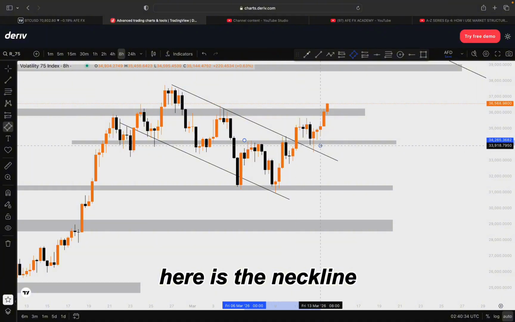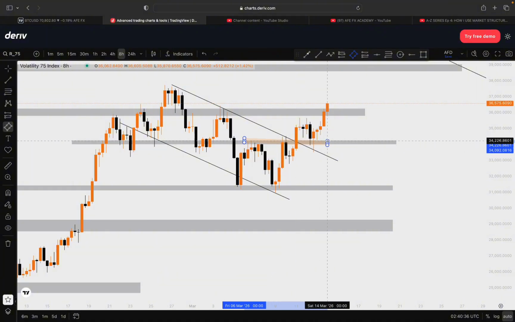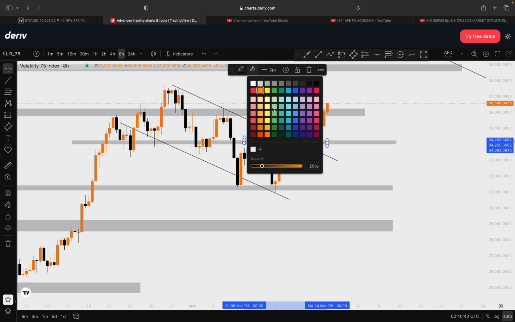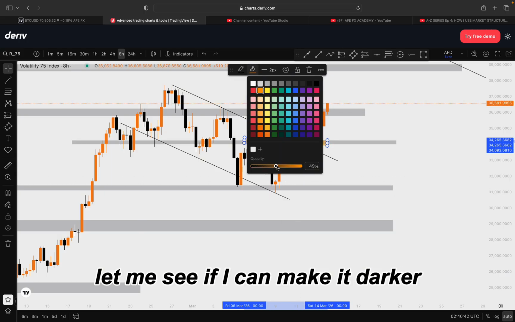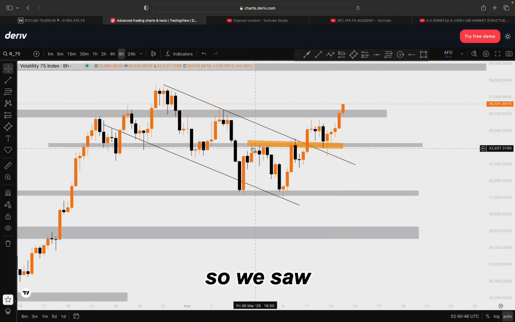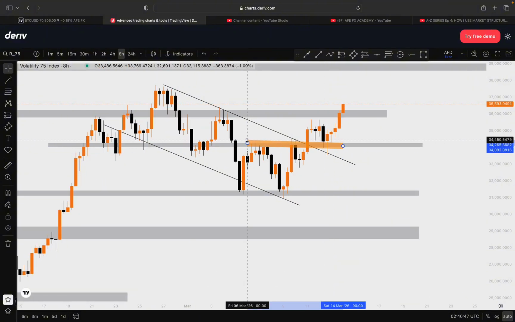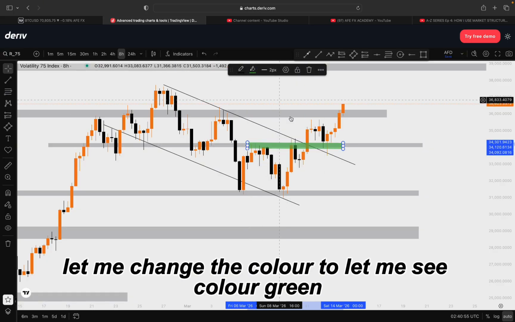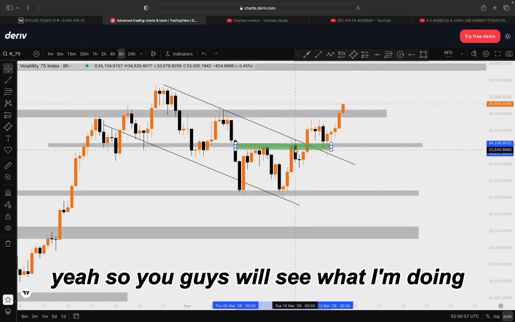Here is the neckline. Let me make this thing darker. Let me see if I can make it darker. Okay, yeah. So we saw. Should I use, let me change the color to, let me see, color green. Yeah, so you guys will see what I'm doing.